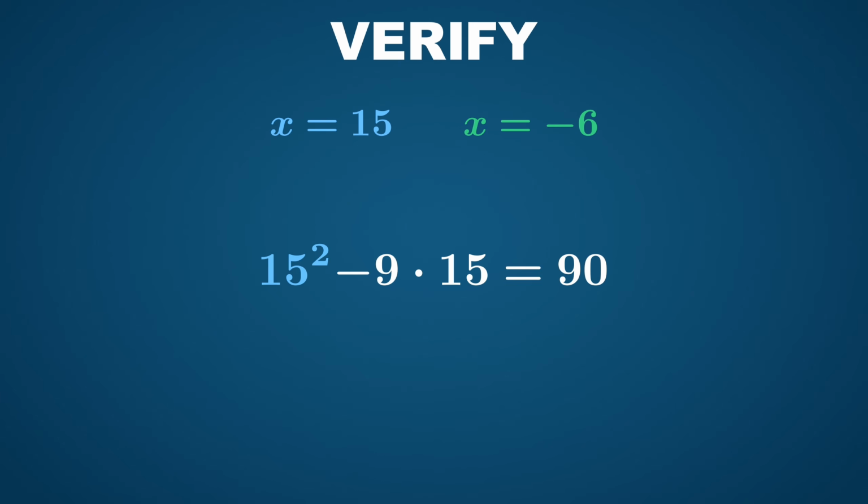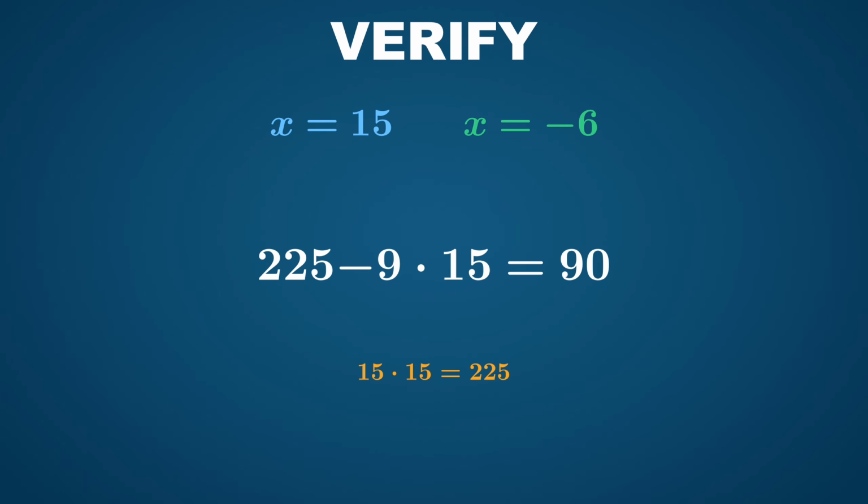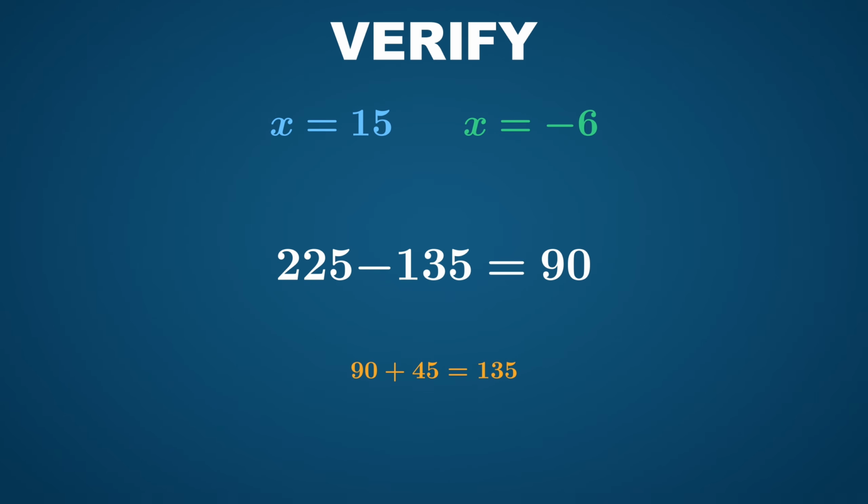First, we calculate the value of 15 squared. 15 multiplied by 15 is equal to 225. Next, we calculate the value of 9 multiplied by 15. 9 times 10 is 90 and 9 times 5 is 45. 90 plus 45 equals 135 in total.